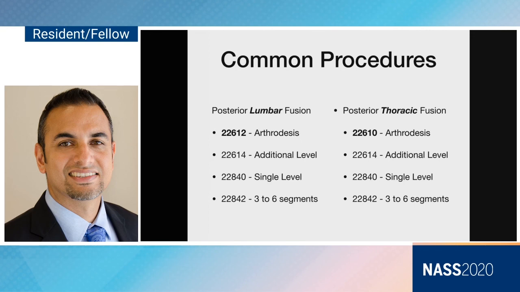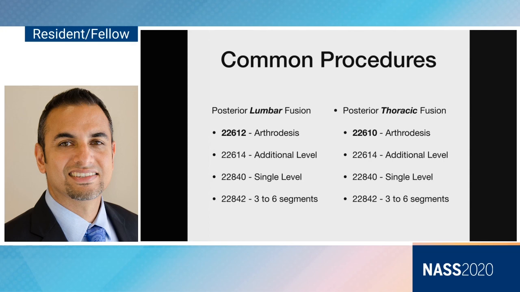For fusion procedures, essentially think about the concept of a fusion. You're putting in instrumentation such as pedicle screws, but also laying down bone graft in the posterolateral fusion bed. So the arthrodesis or grafting portion of that is coded separate from the instrumentation. For a single level arthrodesis, that's 22612. For every additional level, 22614.